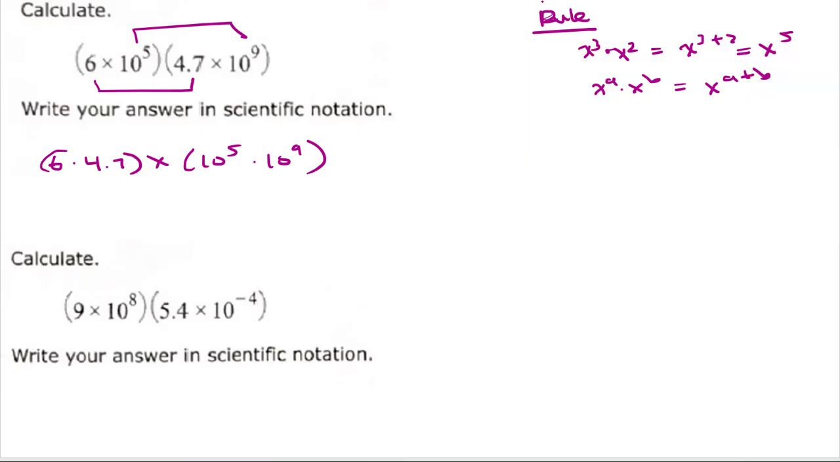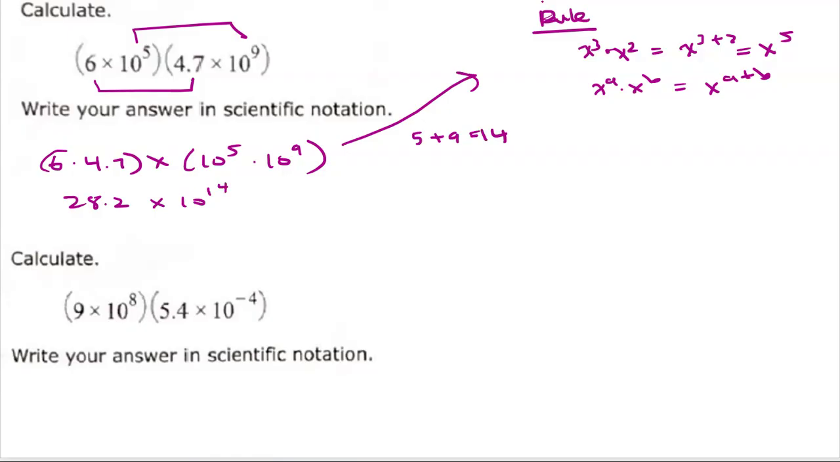So when I put this in the calculator, 6 times 4.7 is going to give me 28.2. And this one here, I'm just going to apply the rule. The rule says, hey, if you have the same base, I can just add the powers. So that's going to be 5 plus 9, which is 14. Okay. So I'm going to have times 10 to the 14th power.